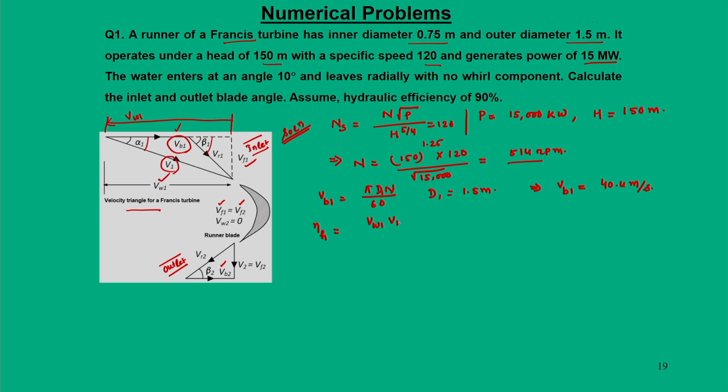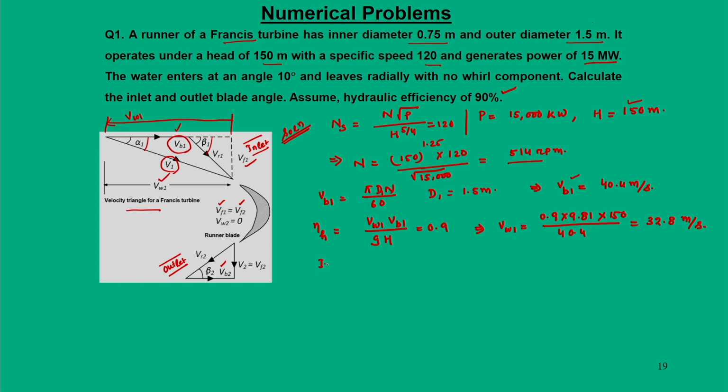Now, we can write hydraulic efficiency eta H is equal to Vw1 Vb1 divided by g times H, that is equal to 0.9, and then we have Vb1, we have H is equal to 150. So, this will give you Vw1 value. So, Vw1 will be 0.9 into 9.81 into 150 divided by 40.4. So, this is 32.8 meter per second.